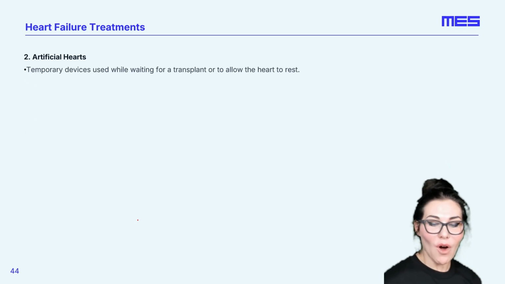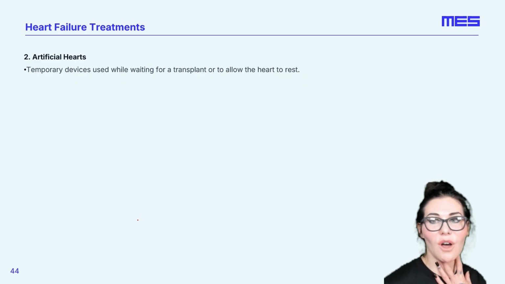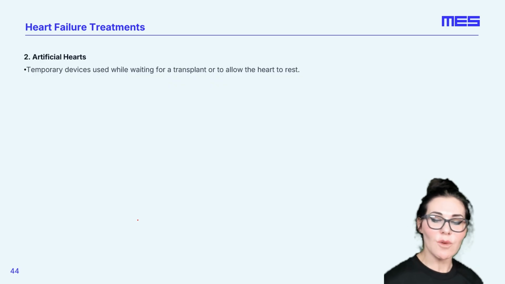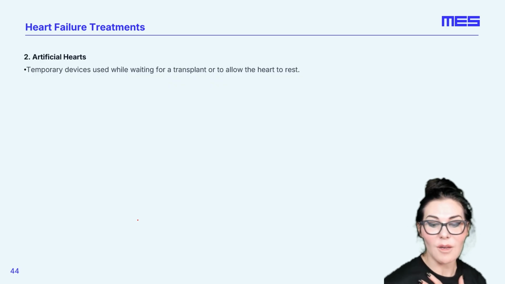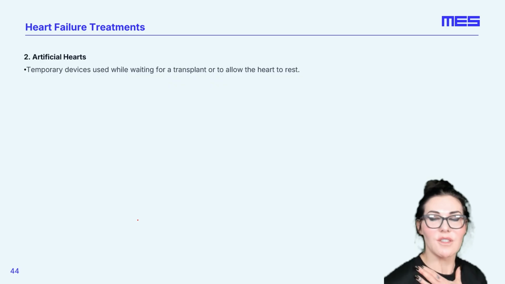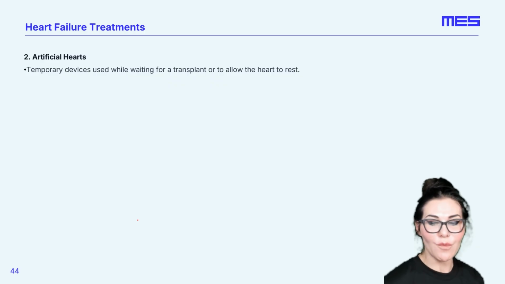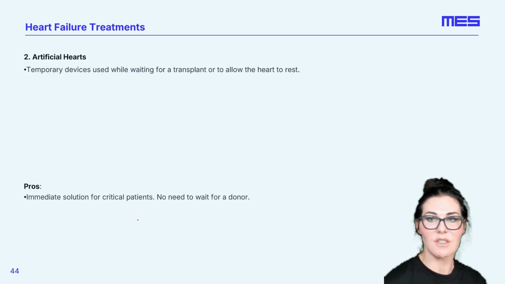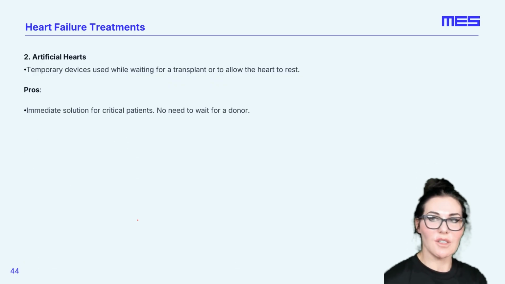Artificial hearts. This is a bit of a weird one, but artificial hearts are temporary devices used in hospitals in extreme cases. Let's say someone has heart failure and they are dying, but there's no heart at that moment in time readily available for transplant. So what that person would be hooked up to is an artificial heart to do the job of the heart while they wait, but it has to be done within a hospital and very, very closely monitored. So it's an immediate solution for critically ill patients. You don't have to wait for a donor. You can be kept alive basically.